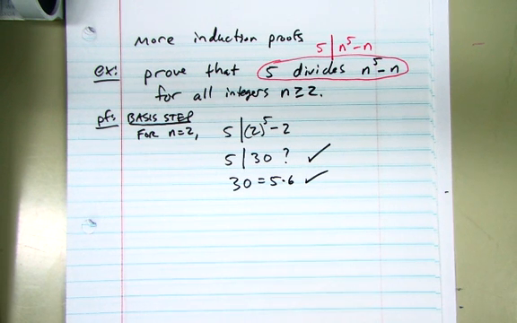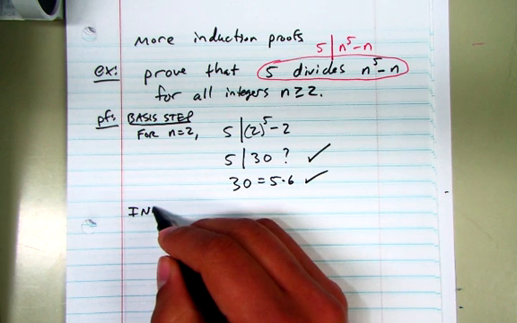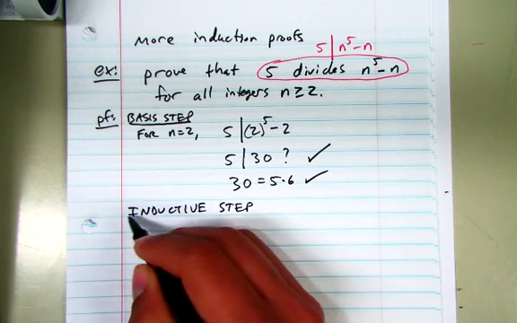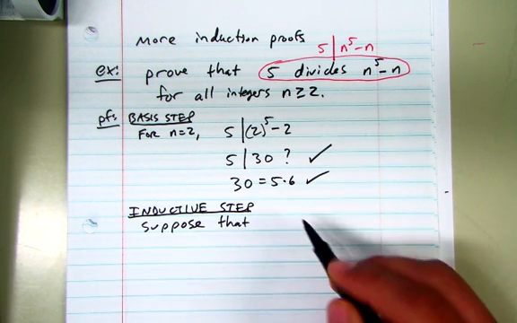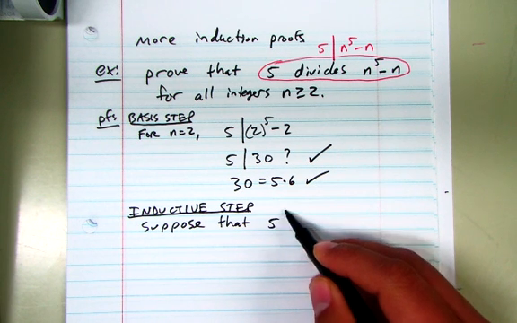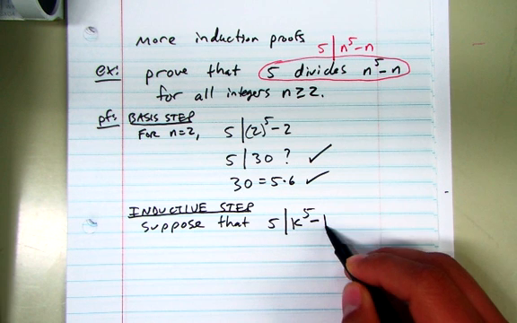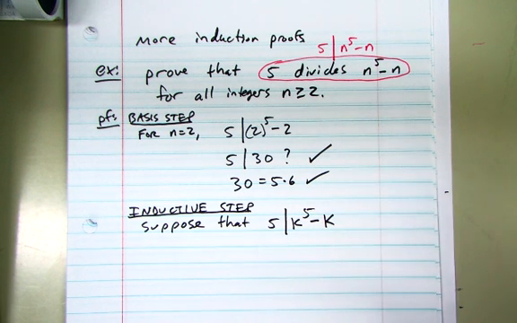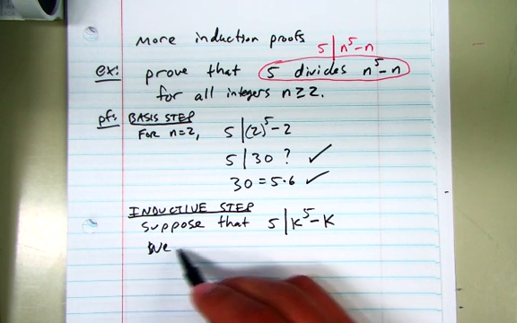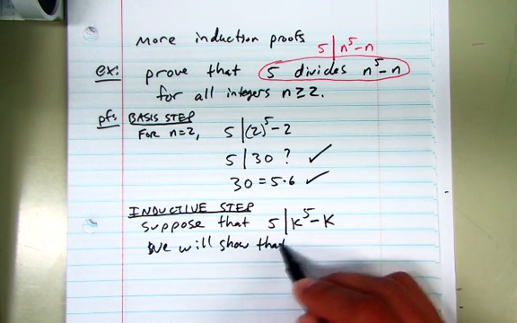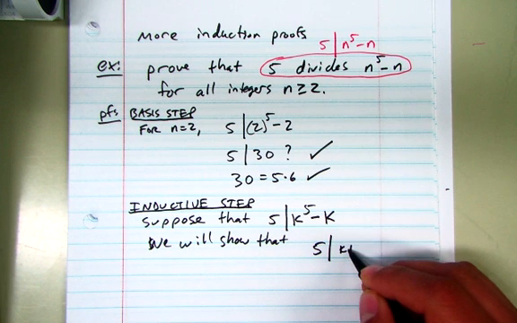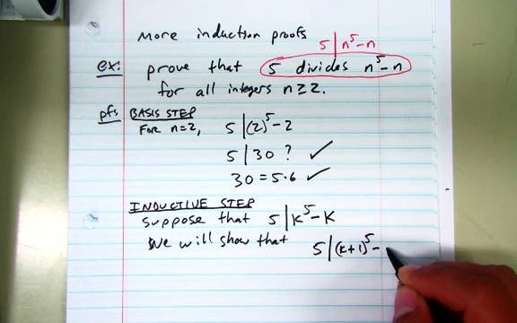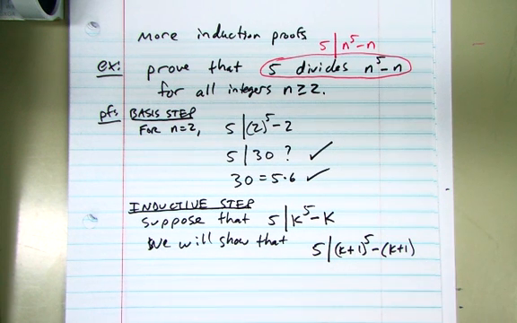Okay. So now, the inductive step looks something like this. Suppose that 5 divides k to the 5th minus k. So nothing's changed, right? It's still the same principles that we were using before. What are we going to show? We will show that not only does 5 divide k to the 5th minus k, but also 5 will divide k plus 1 to the 5th minus the quantity k plus 1. Okay?